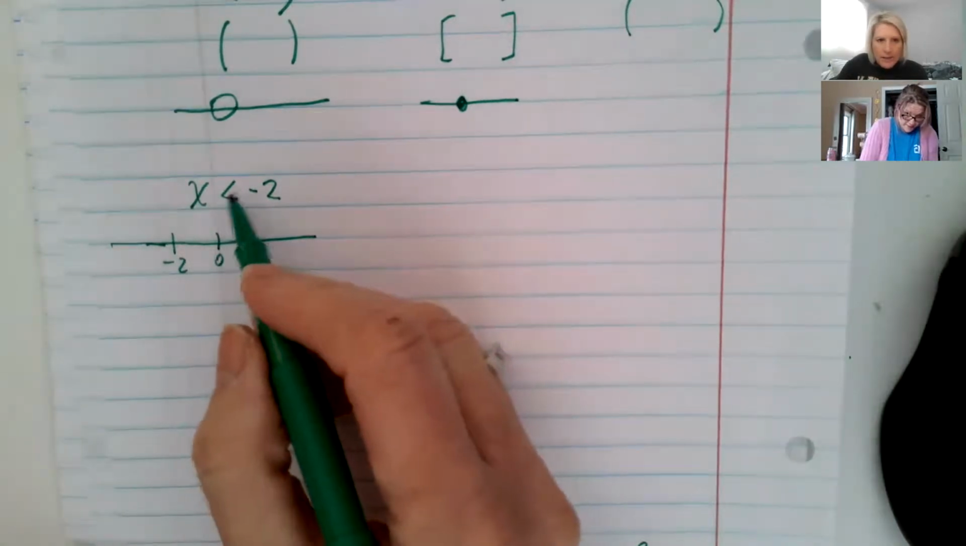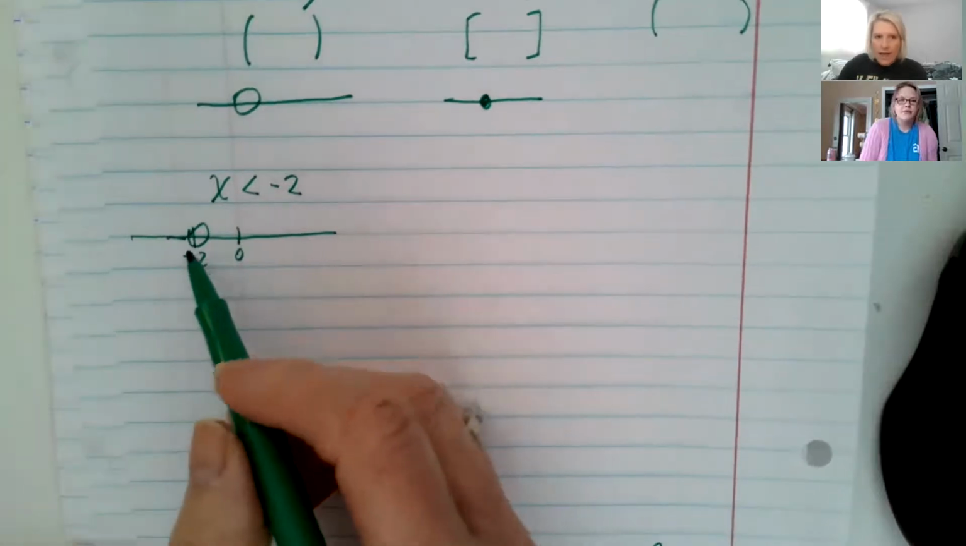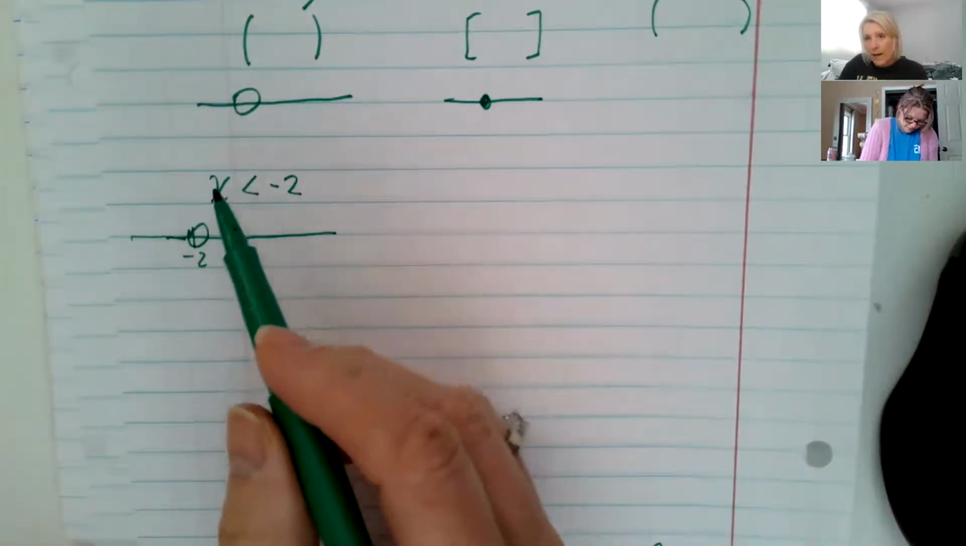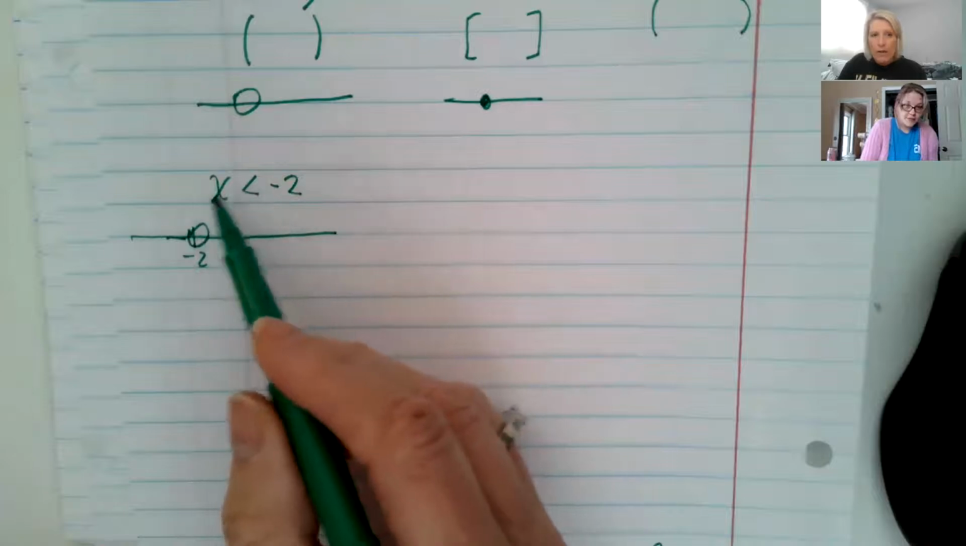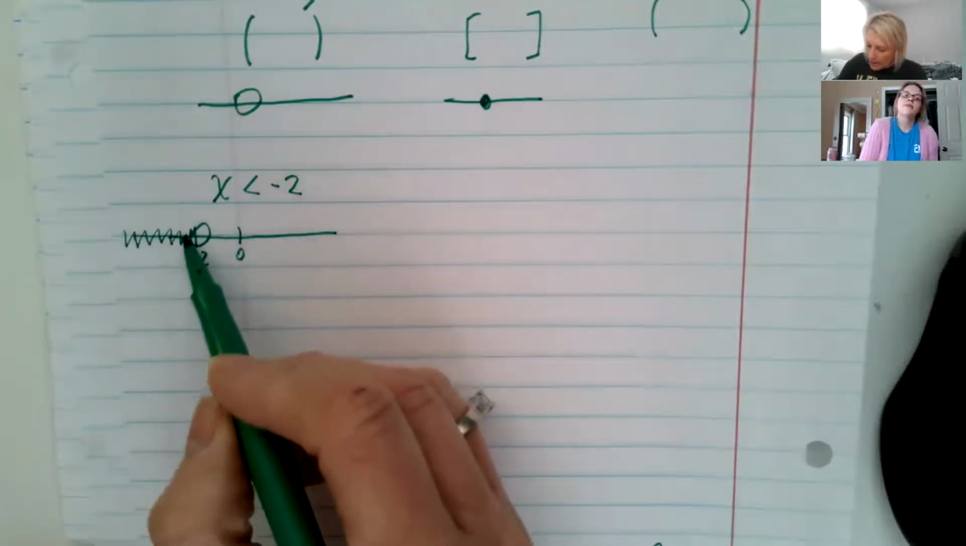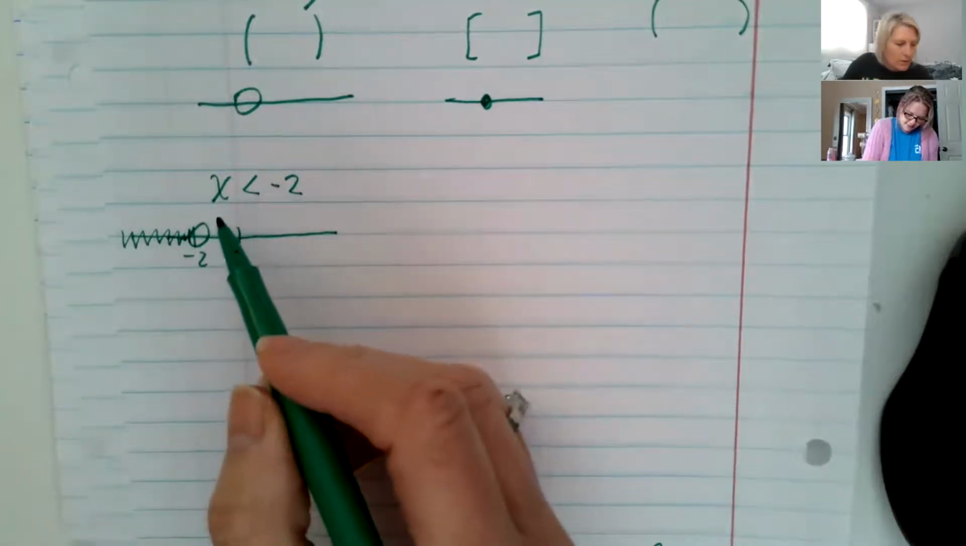Okay, and then because this is strictly less than, it gets an open circle. And then because it's pointing to the left, x, and I always like to write my x on the left. So if x is on the left, if it's pointing left, then I'm going to shade left, because x can be anything less than -2.